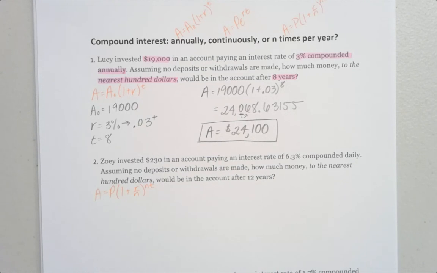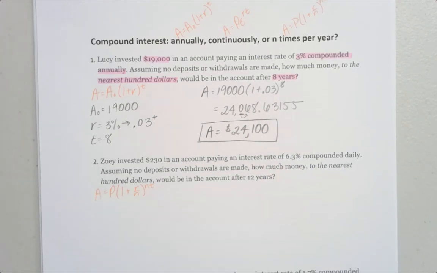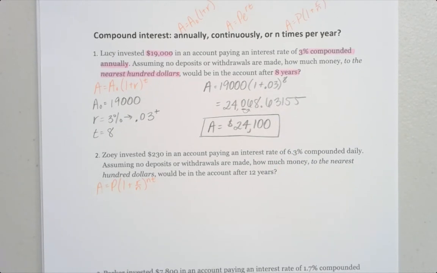Okay, so the 100 spot, I know that's a little bit weird. They're just asking for a roundabout. You know, you would be talking maybe to somebody and say, oh, it's just about $24,100. You wouldn't necessarily go into the cents if you're just predicting a roundabout value.